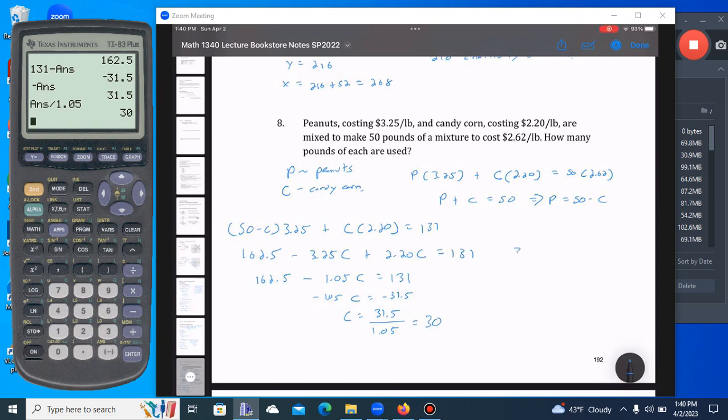We have 30 pounds candy corn. And so if there's 30 pounds candy corn, there's 20 pounds peanuts. We can get that by plugging this into this equation. Some of these, the easier equation though, is pretty simple to just sometimes look at and know.